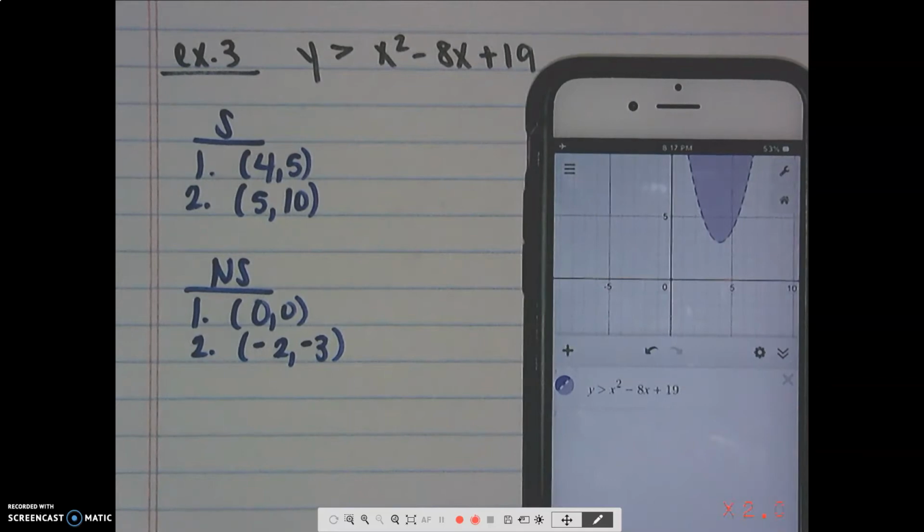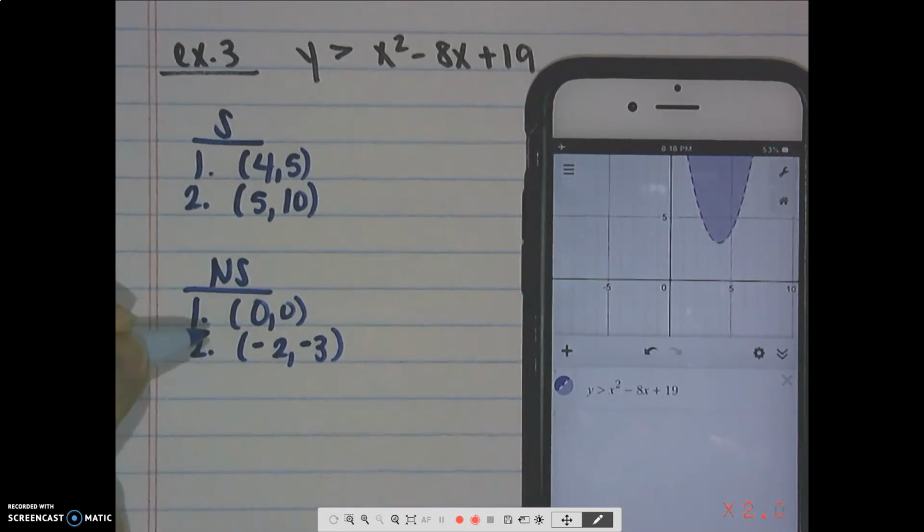Okay, so make sure you're typing in the correct inequality. You are looking for solutions in the shaded area or on a solid curve. Non-solutions are going to happen not in the shaded area or on dashed curves. And that's it.